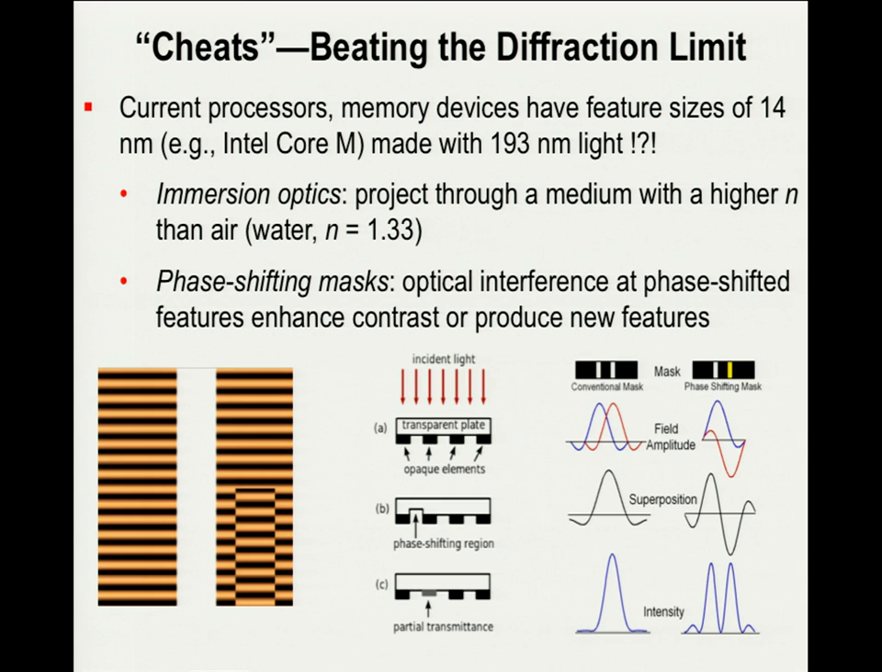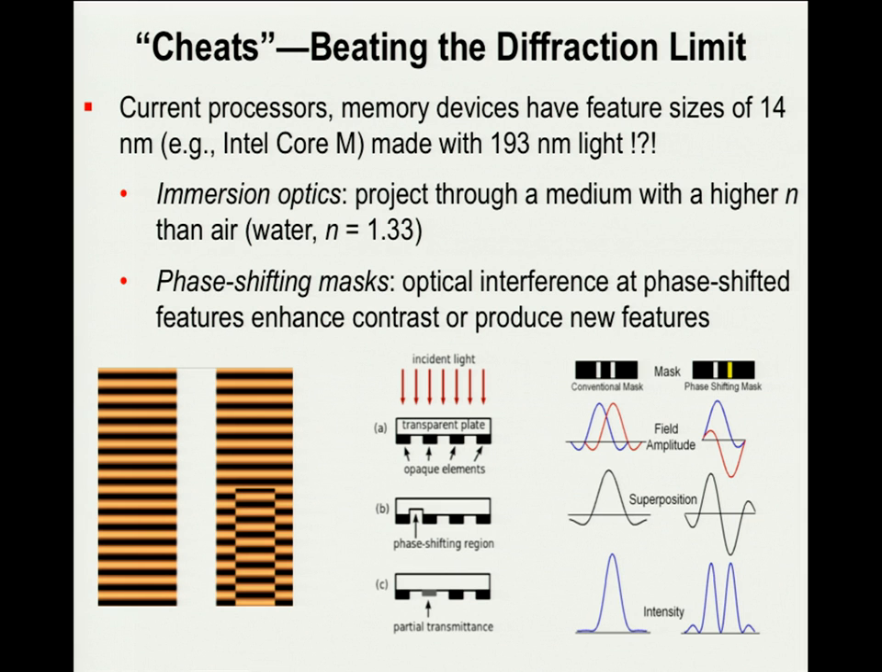So what happens in a conventional mask is if you have two apertures that are too close together, the field amplitudes will overlap because of diffraction. And when they overlap, you'll get a superposition of field amplitude, which will correspond to an intensity which gives you one feature. Even though you had two apertures, you get only one feature.